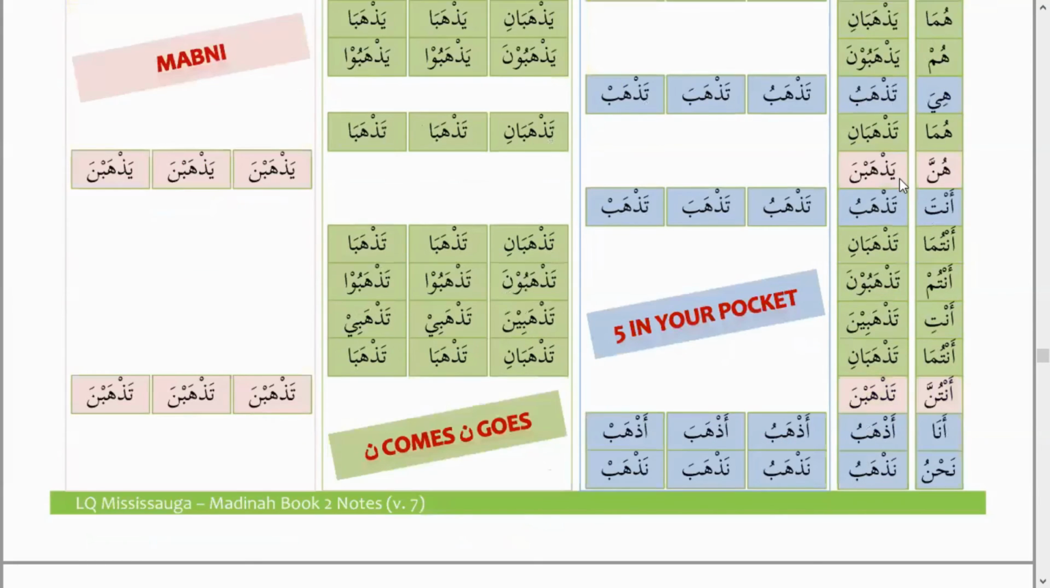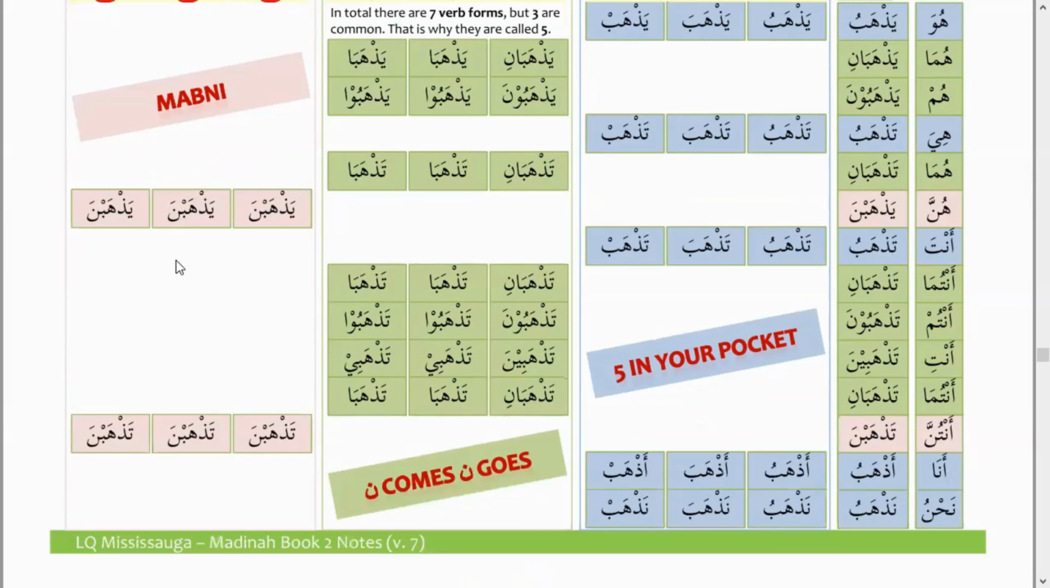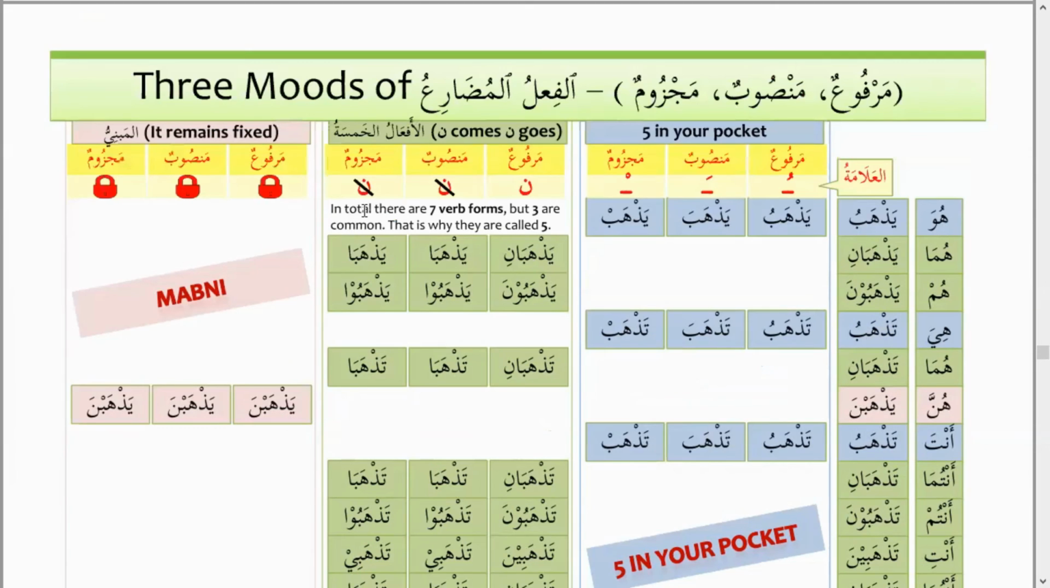How about the mabni? Mabni remains the same. Mabni is like locked. Marfu is also locked. Mansub is also locked. Majzum is also locked. Yazhabna, yazhabna. So anytime fail mudare changes its mood, we have to ask what case. Is it five in your pocket? Is it noon comes and noon goes, afalul khamsa, or is it mabni?